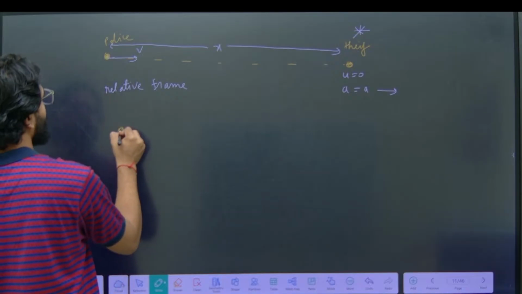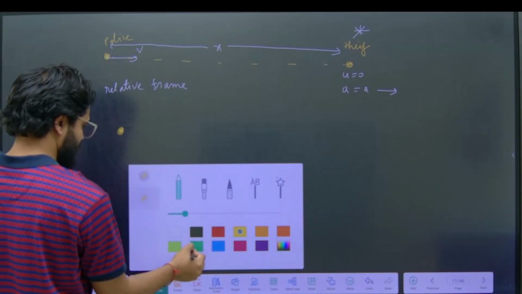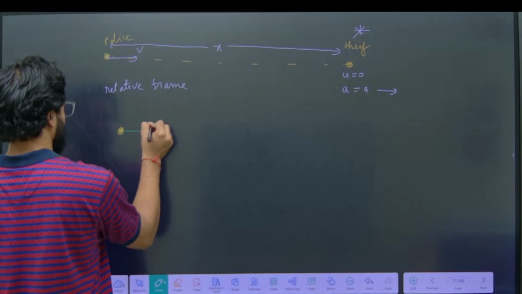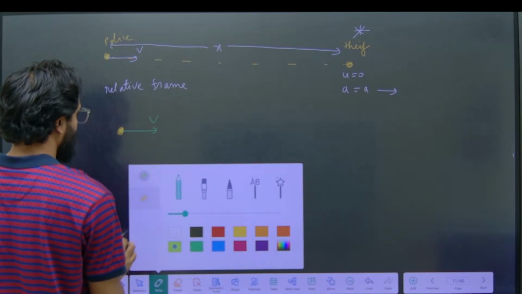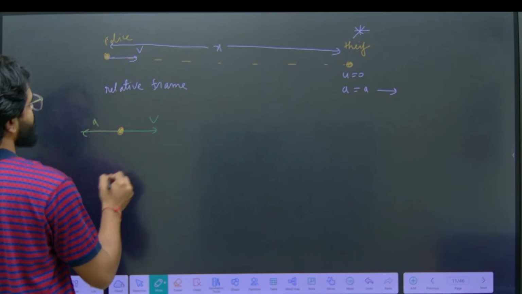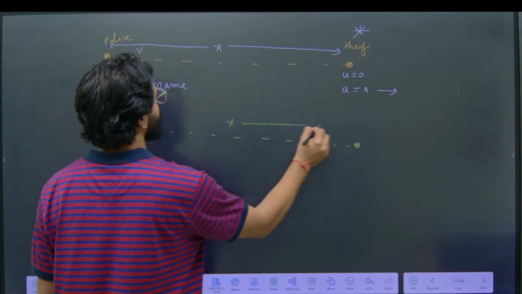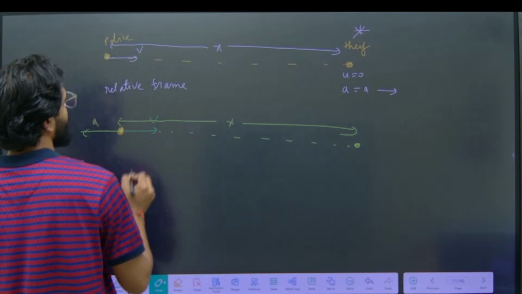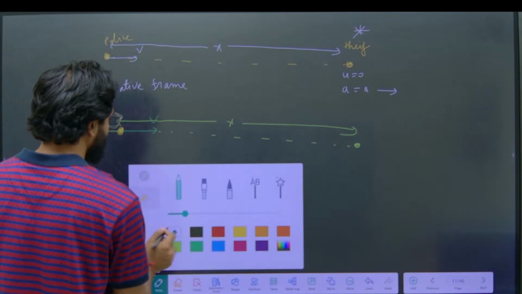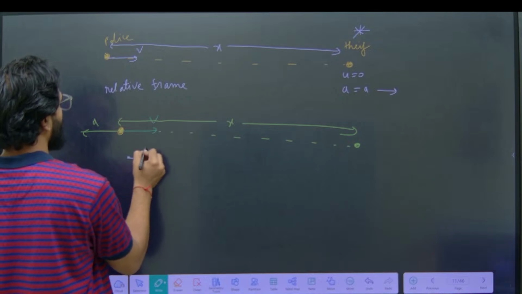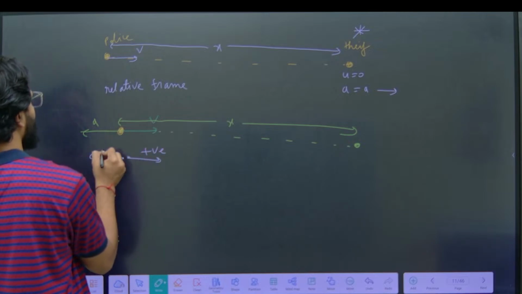So if this is police, v over here and a in this direction, right? Correct. So ultimately he has to reach this guy. Okay? Come. So let's assign the direction. Let's say this is positive, this is negative.